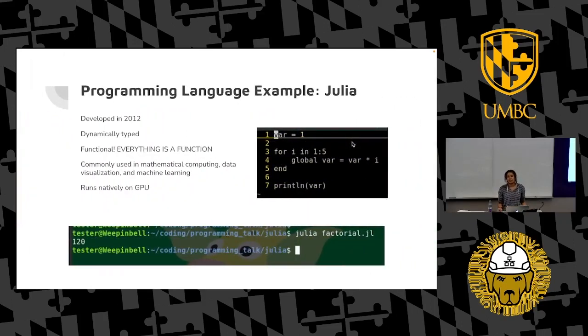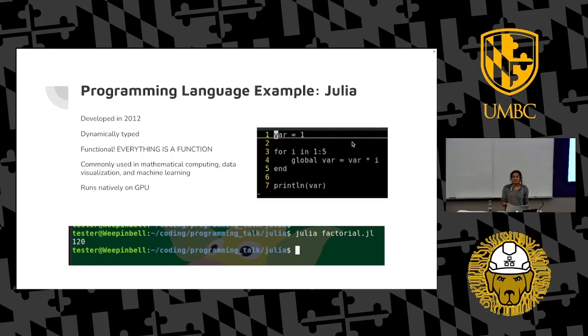So here's an example of the factorial in Julia. It kind of looks a lot like Ruby. It was first developed in 2012, dynamically typed, like Ruby and Python. It's functional. Everything is a function. I ranted about this a lot when I did my Julia talk last semester.